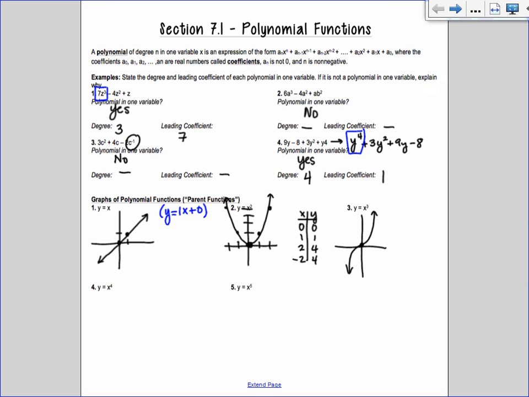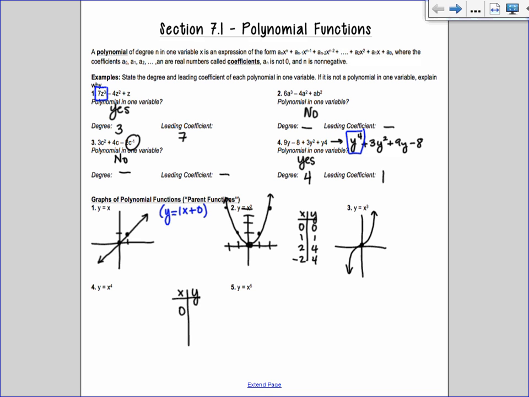Okay, so now let's compare y equals x to the 4th to one that we already know. Any ideas on what x to the 4th will look like? It's going to also look like a parabola, right? So Ariana did a little parabola shape. But it's a little bit different. So let's think about the t-table for this one.